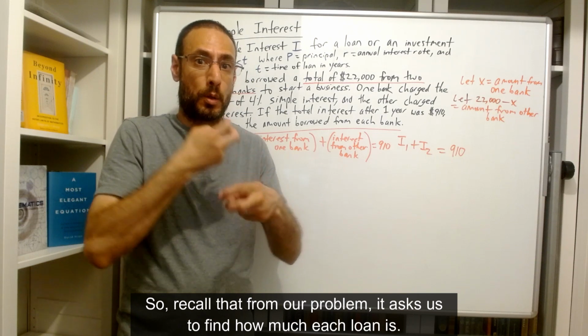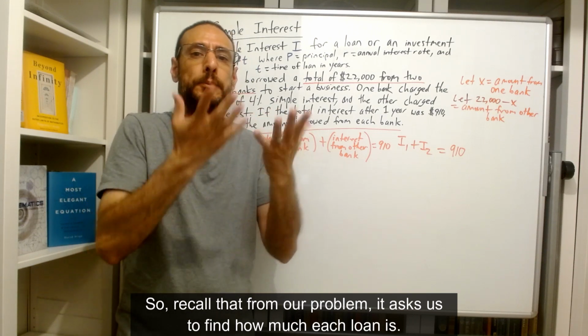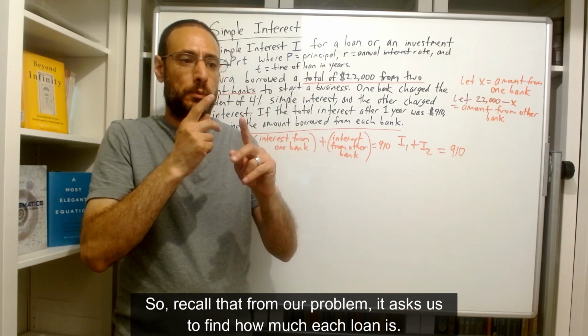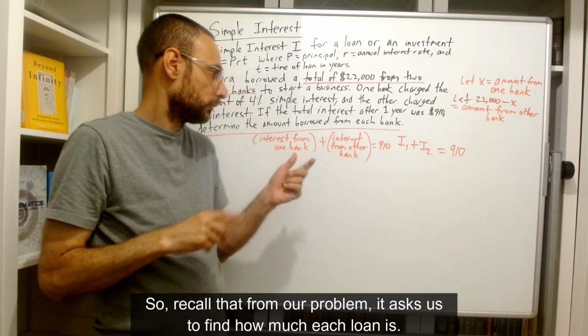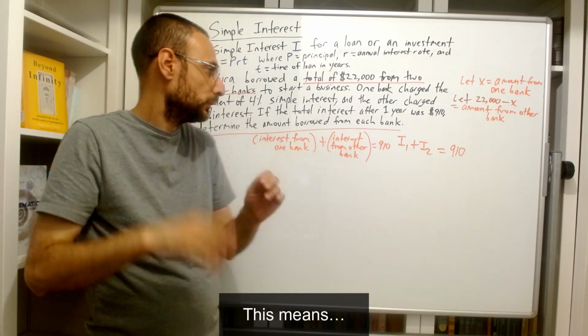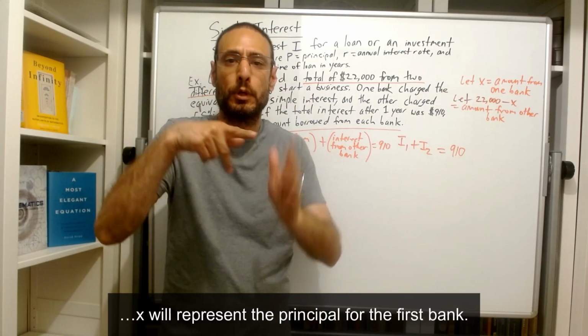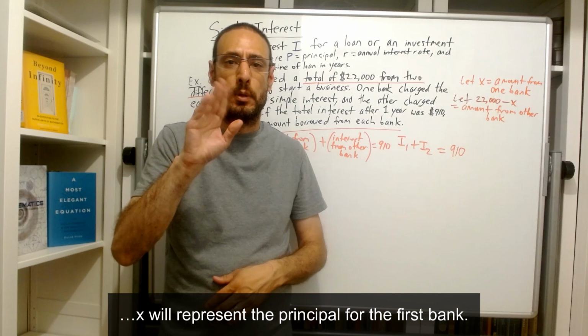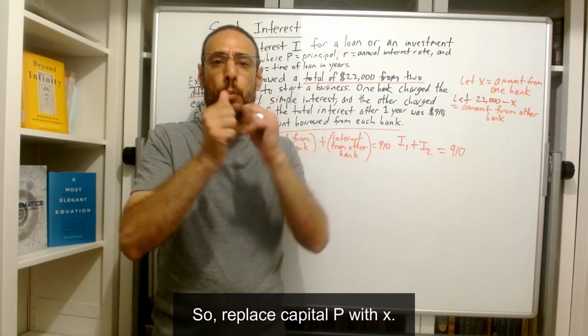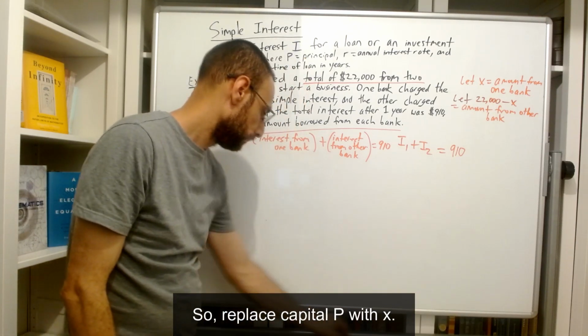So, recall that from our problem, it asks us to find how much each loan is. This means X will represent the principal for the first bank. So, replace capital P with X.